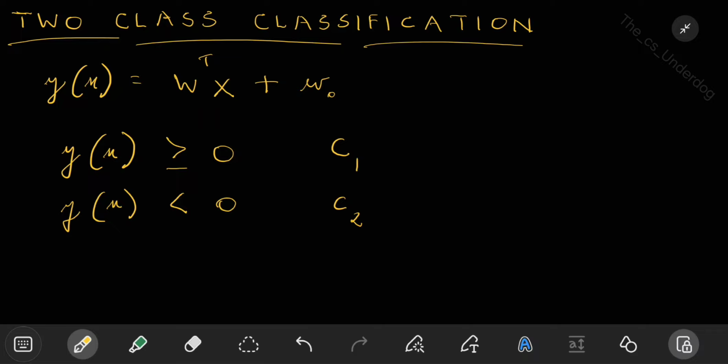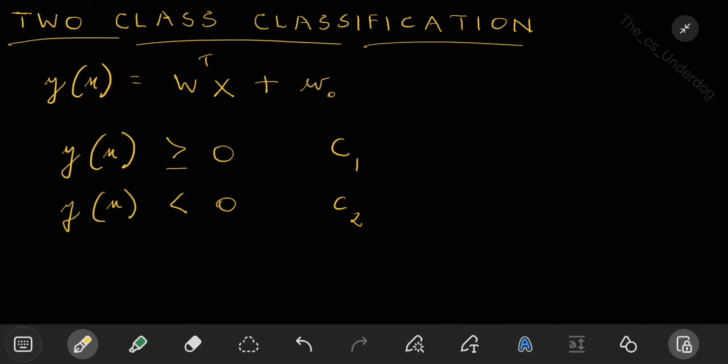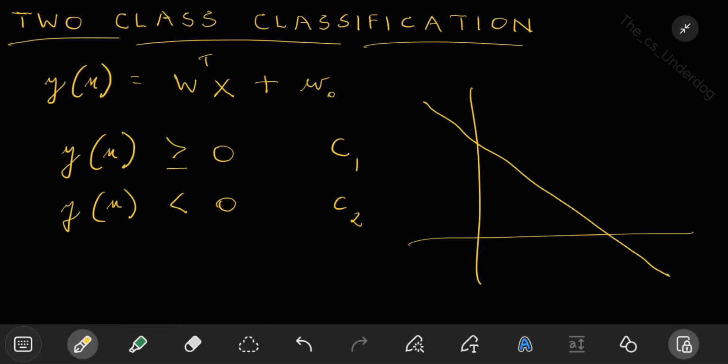So from this, it is very clear that the decision boundary is the line y of X is equal to 0. This is the decision boundary because above this it is class C1 and below this is class C2. So y of X equal to 0 is the decision boundary. If we plot it, let us say this is the graph and maybe this is the line. If this is the line, y of X greater than or equal to 0, maybe that is the portion above this line. So all the points that are plotted above this line, they all will belong to class C1. Similarly, any point that is below this line is class C2. This line is called the decision boundary.